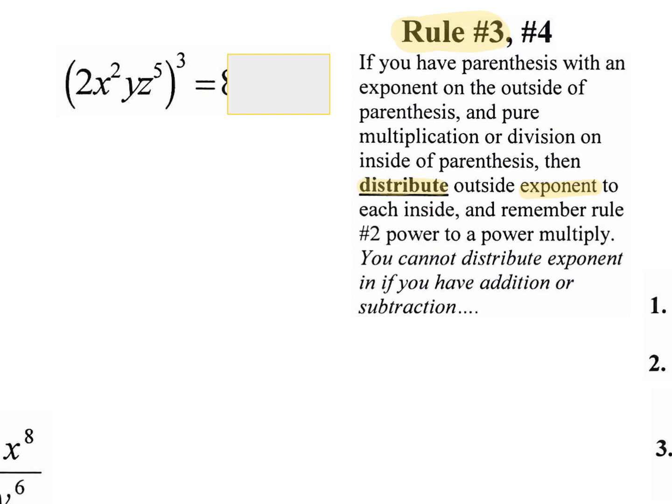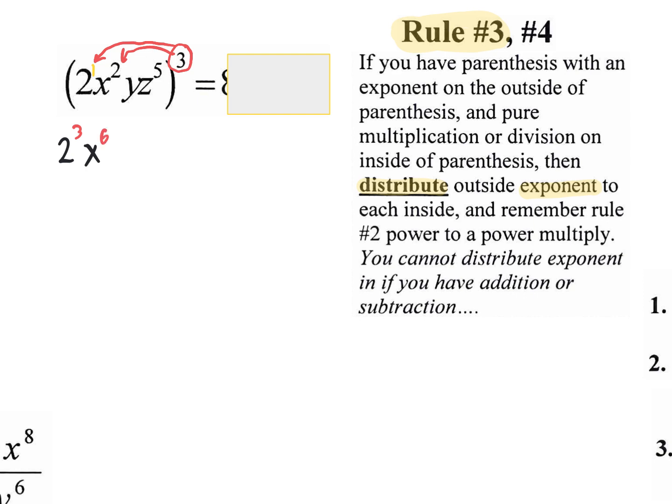So this 3, if you're copying it down, circle the 3 and distribute that power to the power of 2. Now there's an invisible power on 2, which is a power of 1. So when I distribute the 3 to that power of 1, power to a power multiply, you will get 2 to the what power? 2 to the third power. And then we're going to have x to the, we distribute that 3 to the 2. What's 3 times 2? 6. So x to the 6th.